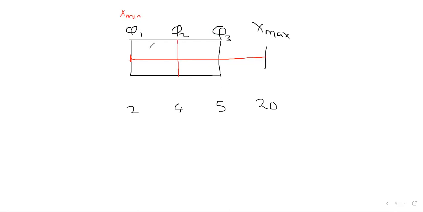Then the interquartile range is the difference between the highest quartile and the lowest quartile. So 5 minus 2 is 3. We use IQR. IQR is Q3 minus Q1. So the upper quartile was 5, the lower quartile was 2. So we get a 3 there.